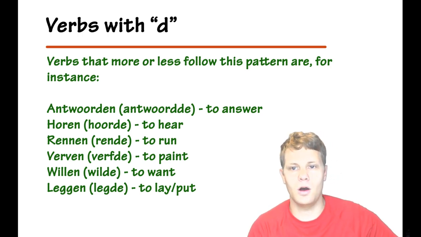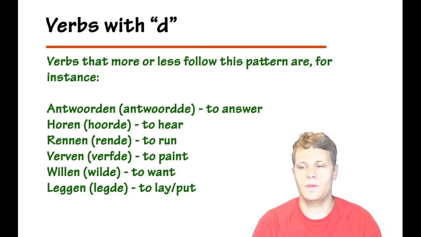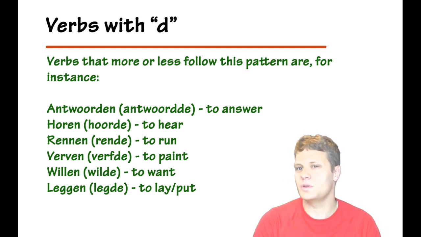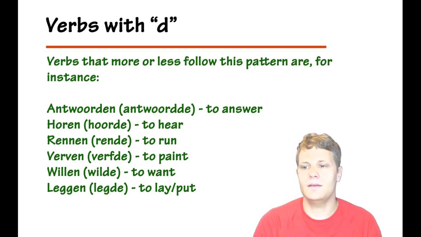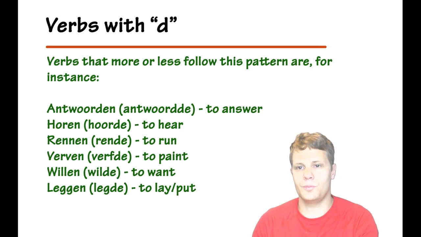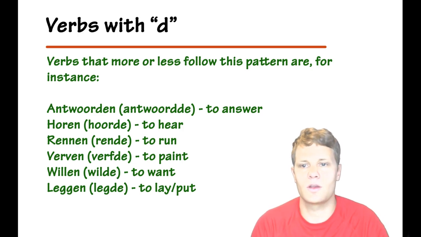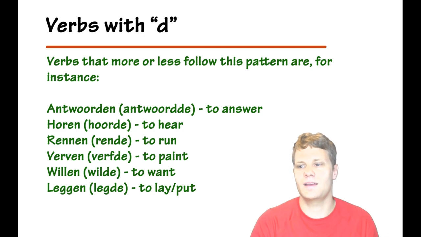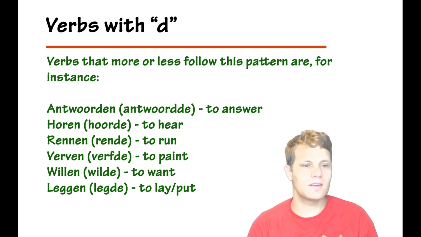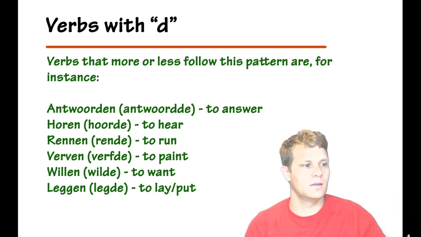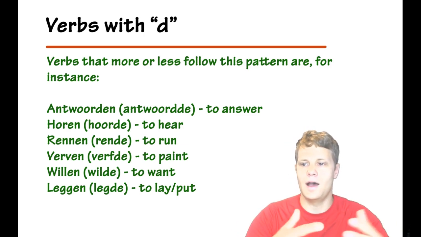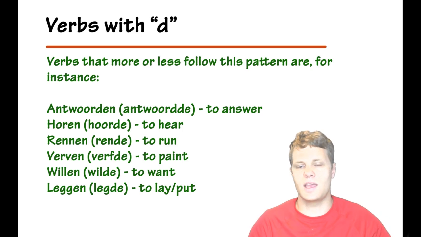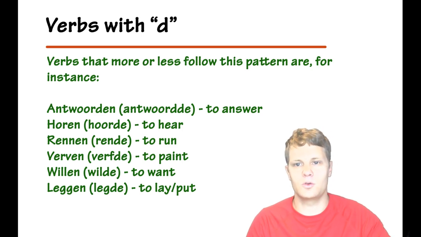Willen is to want something. Ik wilde. Sometimes they say ik wou, but that's more like I wished something. But ik wilde, jullie wilden, wij wilden. Leggen is to lay or put something down. Hey, leg dat terug. Put that back. Ik legde mijn telefoon op de bank. I laid my phone on the couch. That's what you say. Ik legde mijn telefoon op de bank.